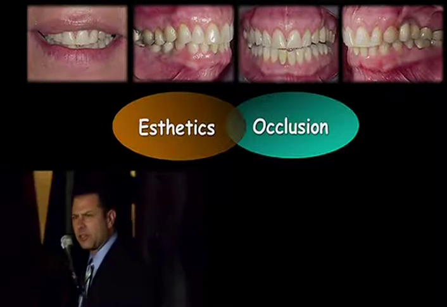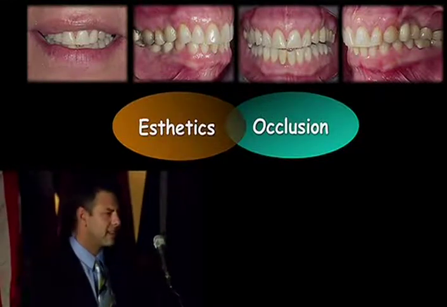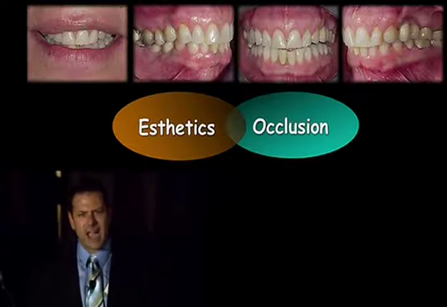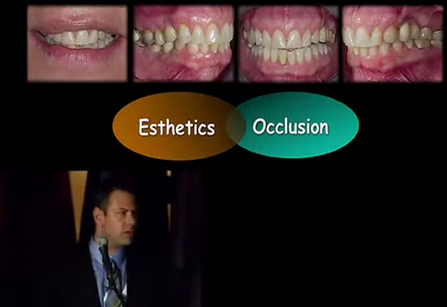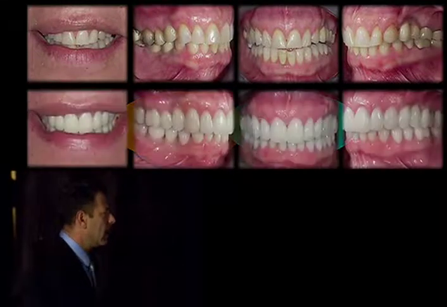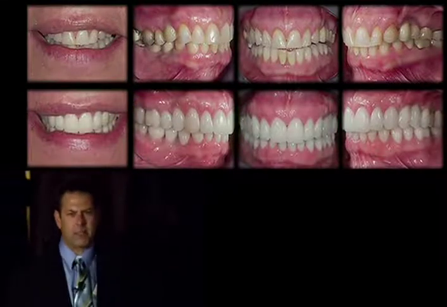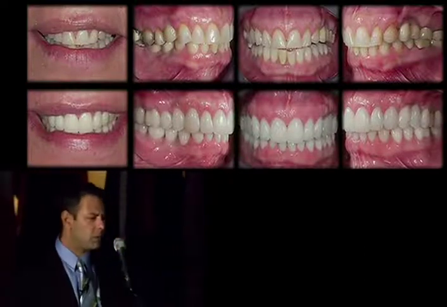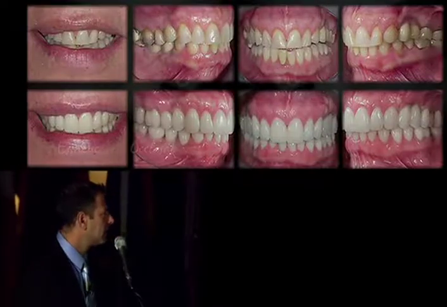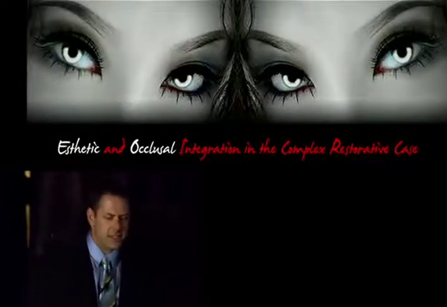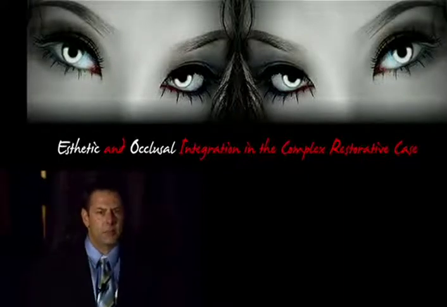And really, it's the integration of aesthetics and occlusion that's the key to developing the treatment plan for these patients, because aesthetics is really the guiding force or the driving force for us in terms of how to rebuild this patient occlusally. And if we follow a specific step-by-step protocol for each and every patient, generally the result is predictable both aesthetically and functionally. So that brings us to the topic of today's lecture, which is aesthetic and occlusal integration in the complex restorative case.